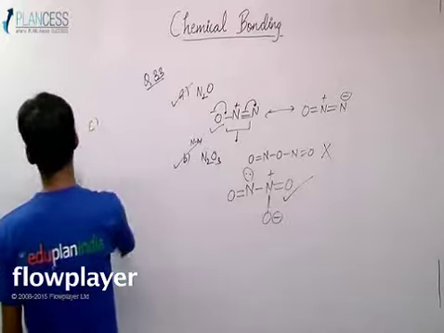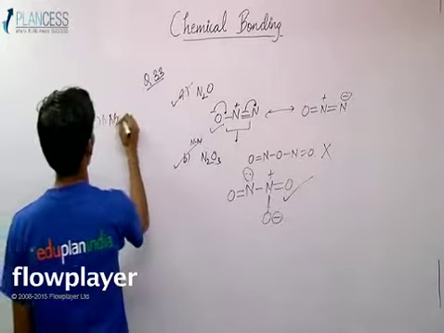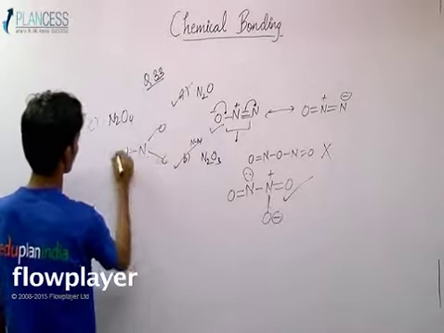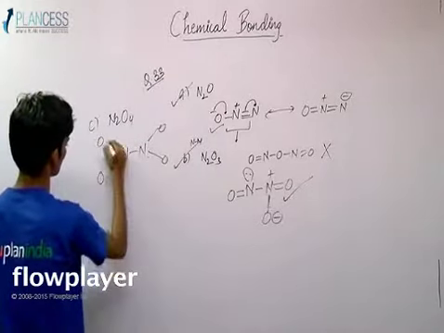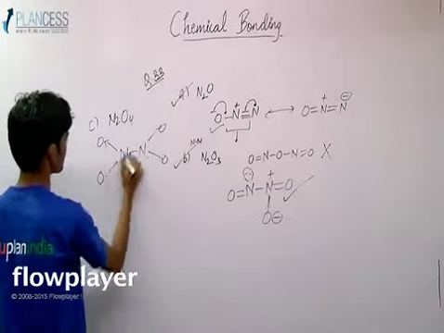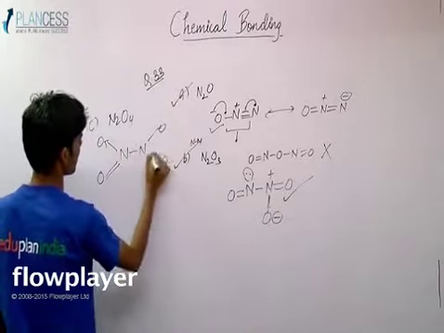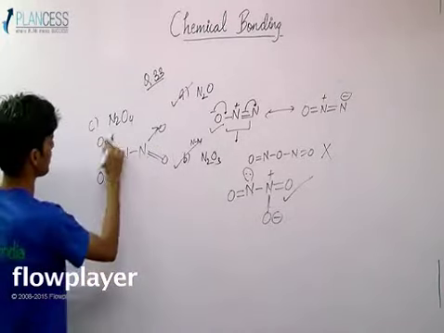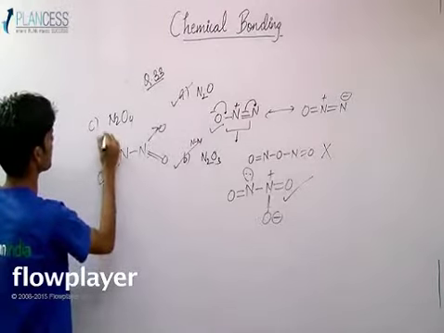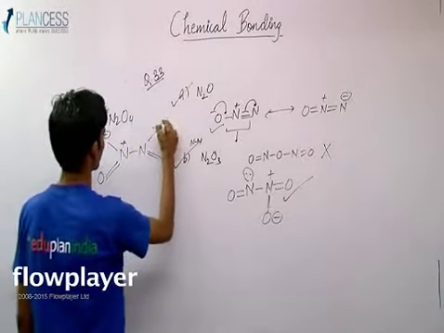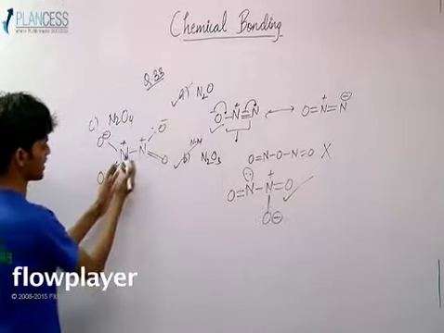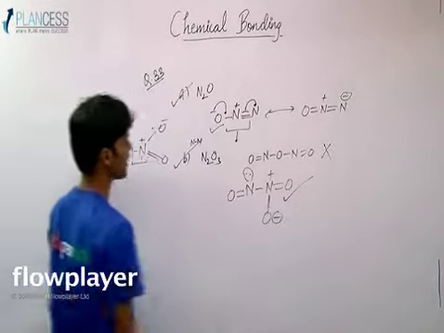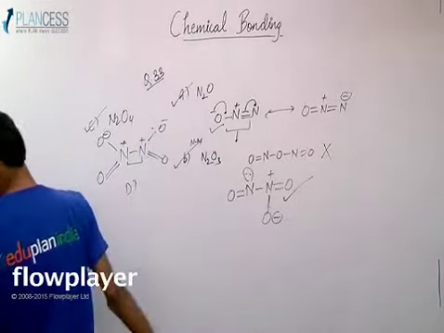The option C given is N2O4. The structure of N2O4 has N double bond O and double bond O on each side, joined by the NN bond. If you replace it with negative and positive charges and a single covalent bond, it would form something like this. So it has the single covalent NN bond. So option C is also correct.